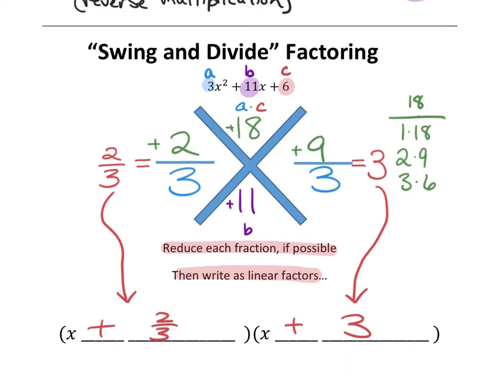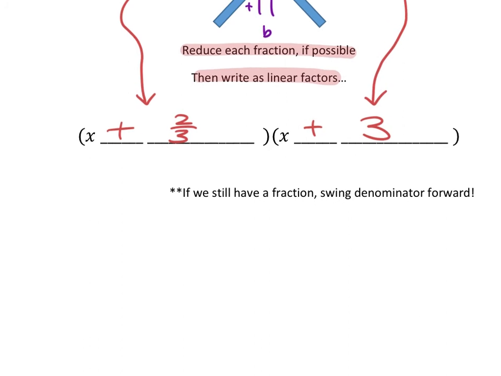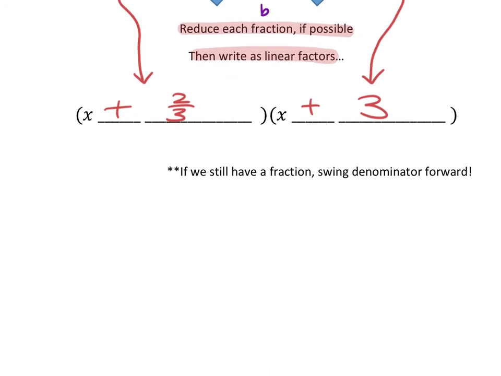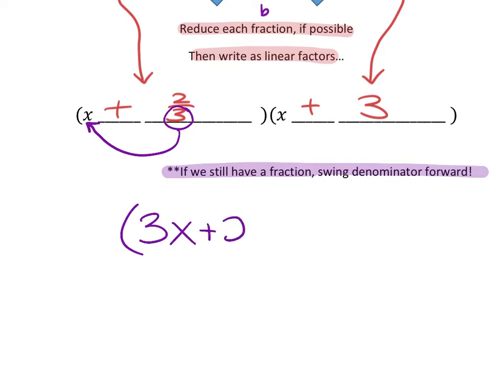Now technically that is almost done, because the swing part comes in handy here. We've done the divide that was inside the X puzzle, but the swing happens here. If you have a fraction in those parentheses, we have to swing the denominator forward. So I'm going to take the denominator of 3, and instead of writing 2/3, I'm going to swing that denominator and slip it right in front of the x, so that this would be 3x plus 2 and x plus 3.